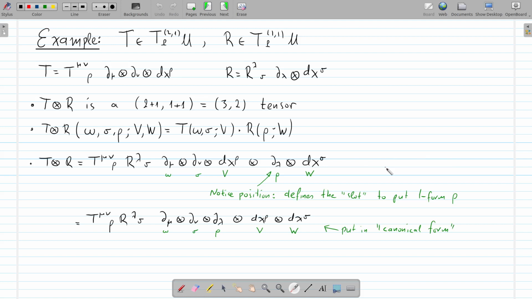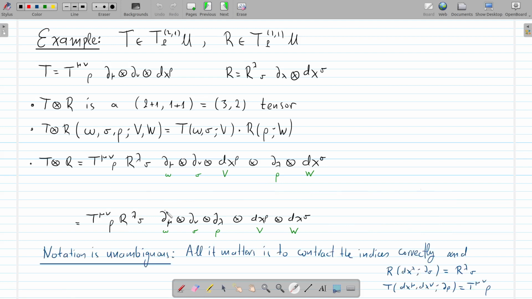If we want to write the politically correct expression, we have to move the three vectors d mu, d nu, and d lambda to the first positions of this tensor product and the one forms to the last ones. But you see, this does not correspond to different tensors because all we have to do when we have a tensor is to know how we map one forms and vectors to real numbers, and this doesn't depend on how we move around the slots. We just have to put the correct object in the correct slot.